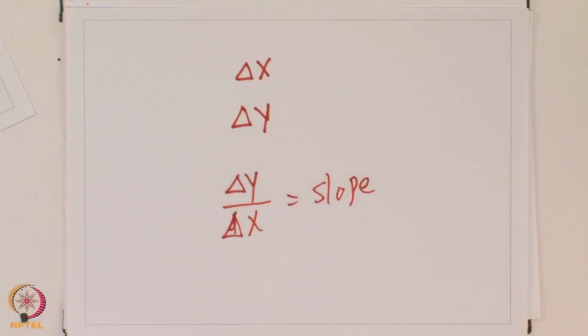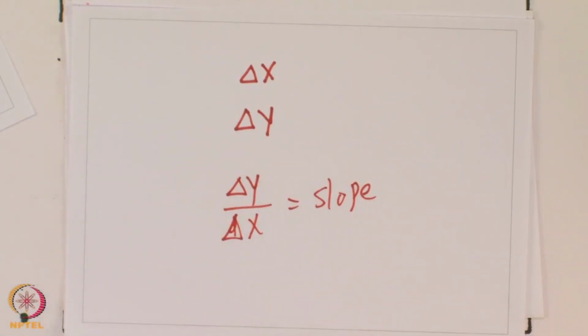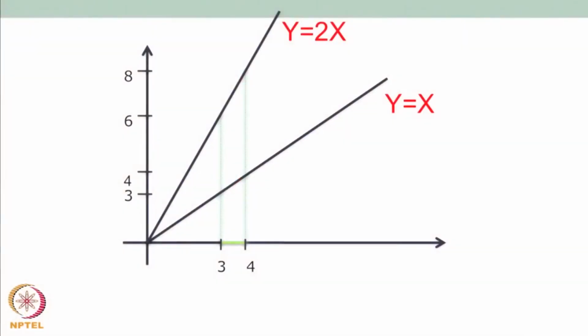Now let us think of doing this for a curve. Before that, let us see this. Look at this video. I am going to start with 3 and 4, and I have two curves here: y is equal to x and y is equal to 2x. My two x values are 3 and 4. So the delta x is 4 minus 3, which is 1.